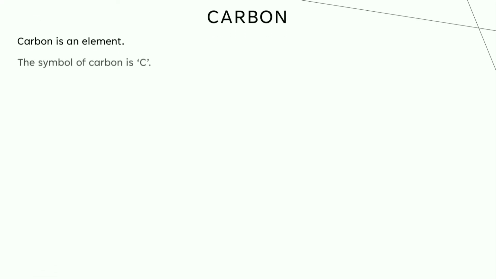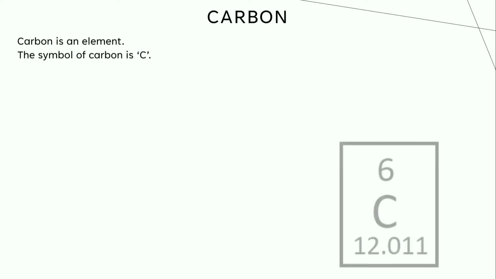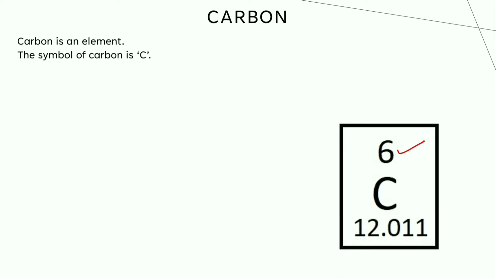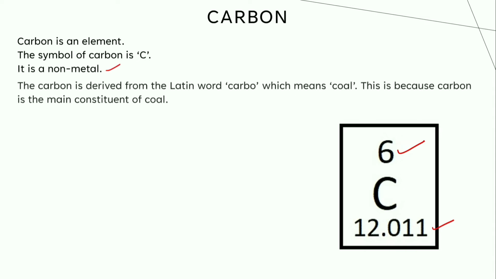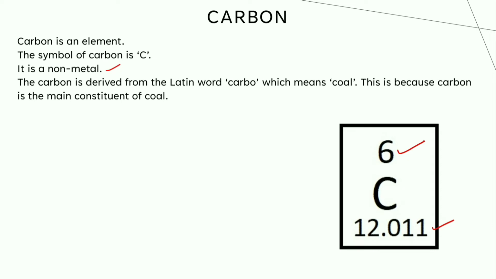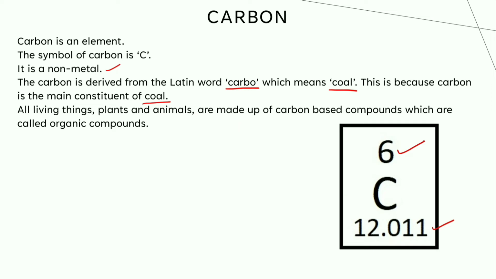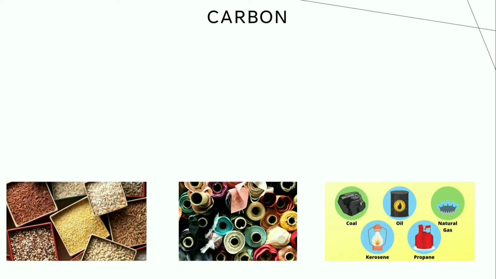Carbon is an element and the symbol of carbon is C. Its atomic number is 6 and its atomic mass is 12.011, that is around 12. Carbon is a nonmetal. The name carbon is derived from the Latin word carbo, which means coal. This is because carbon is the main constituent of coal. All living things, plants and animals, are made up of carbon-based compounds which are called organic compounds.